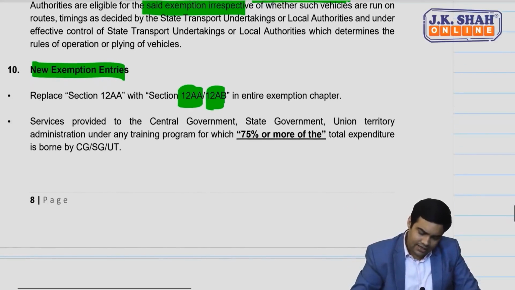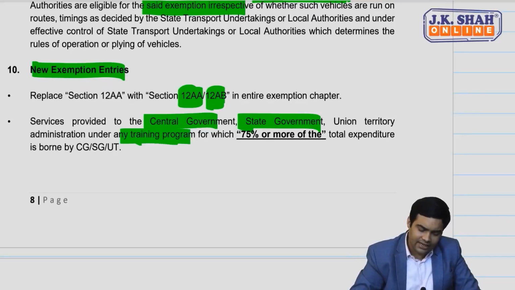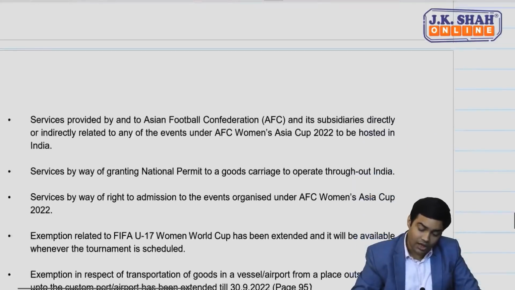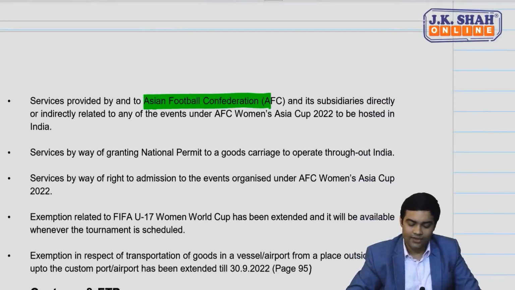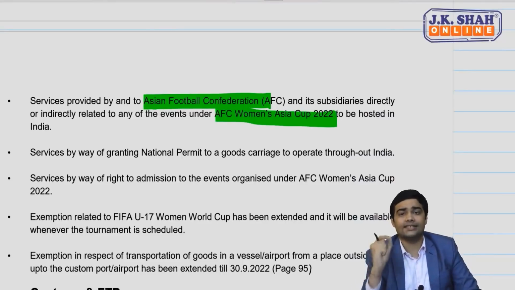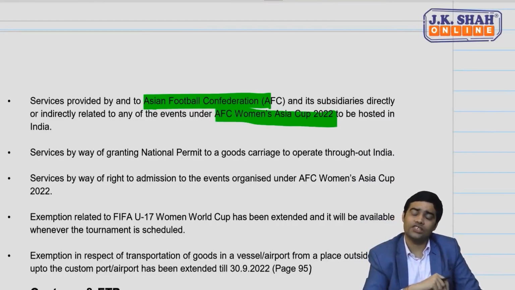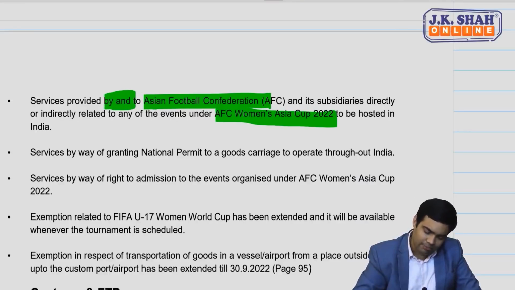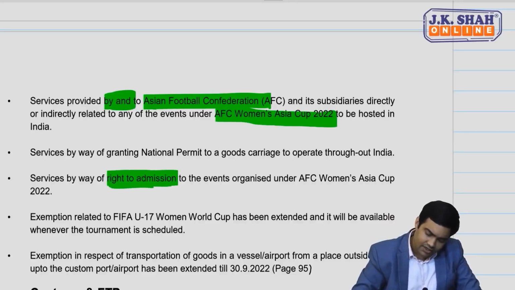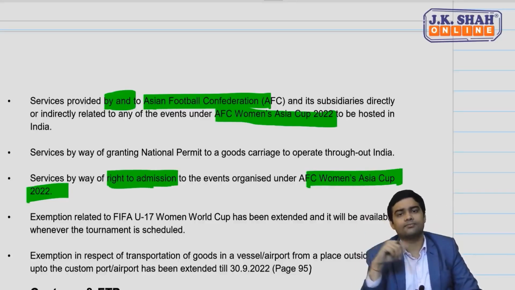Okay. Then central government, state government, any training program where 75% or more of the total expenditure is borne by government, that will enjoy an exemption. Okay. Asian Football Confederation is going to conduct the AFC Women's Asia Cup 22, which will be hosted by India. So any service by and to them are exempted. No GST will be applicable. In fact, entry fee to this event is also exempted.